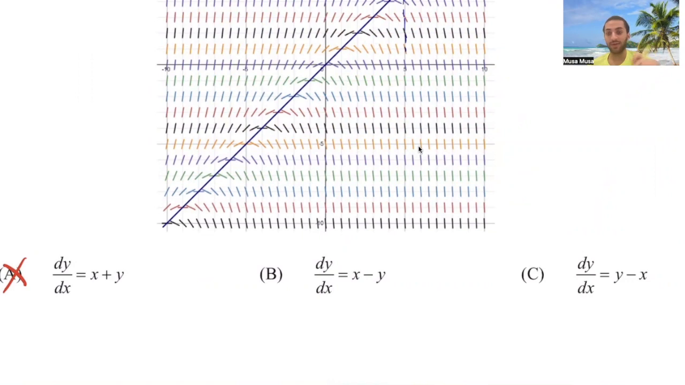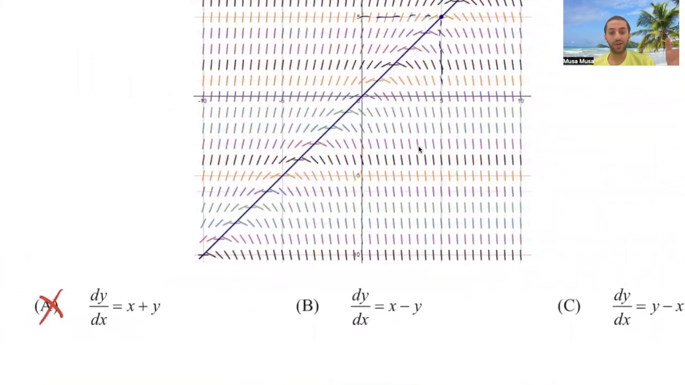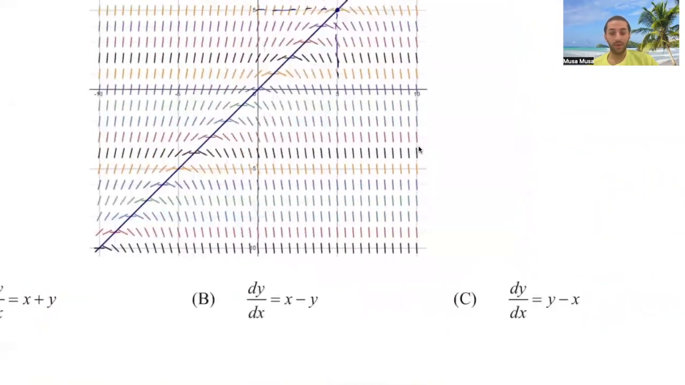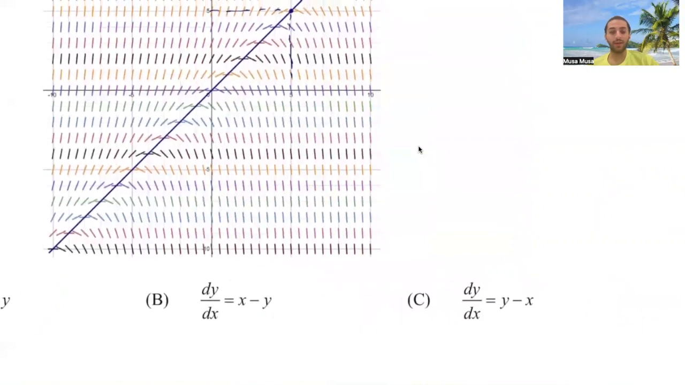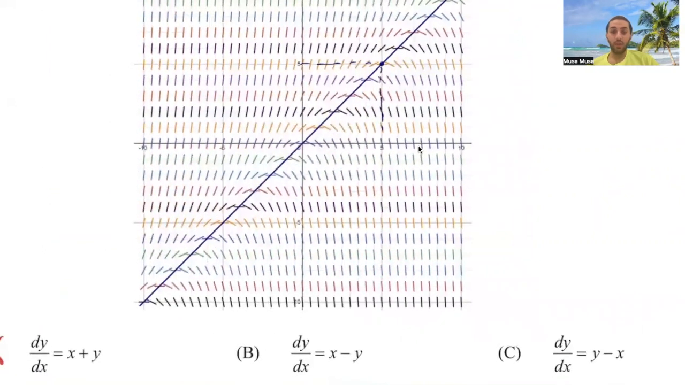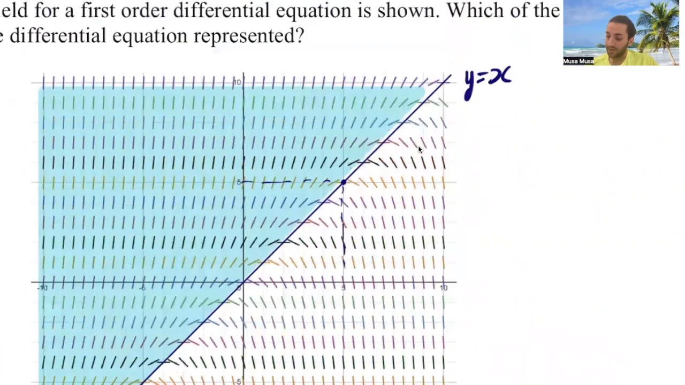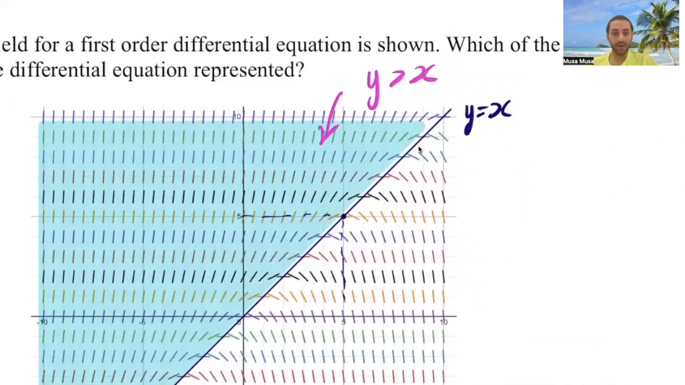So we already know it's not A, because think about the point 5, 5. It's saying you should have a gradient of 10, so it should be really steep, but clearly the gradient is 0. Okay, so now we've got to determine whether it's x minus y or y minus x. Well, if this is the line y equals x, think about any point above the function. What can we say about any point here? Clearly, the y values are greater than the x values, aren't they? Because it's above the line y equals x, so y is greater than x.